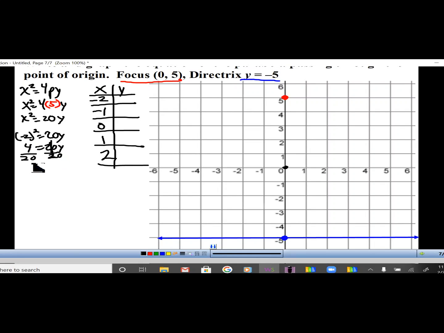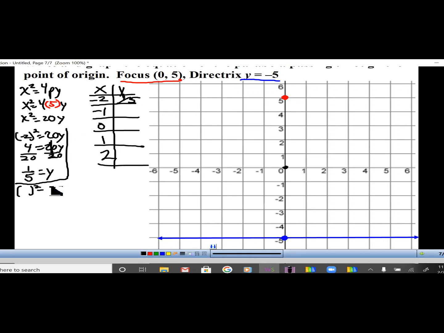What is 4 over 20 simplified? That is 1/5 equals y. That goes right here. 1/5. All right. We're done with the first value. Then we go to the next value.